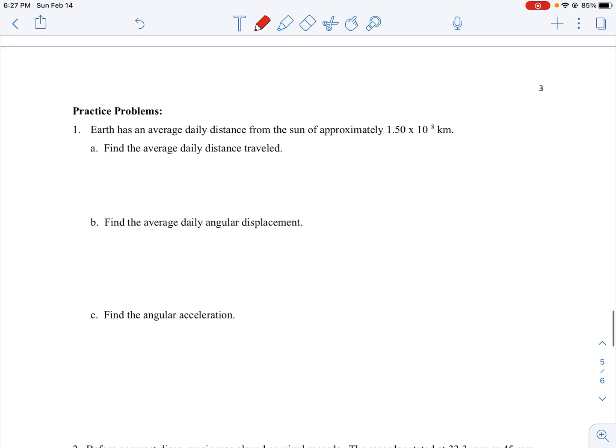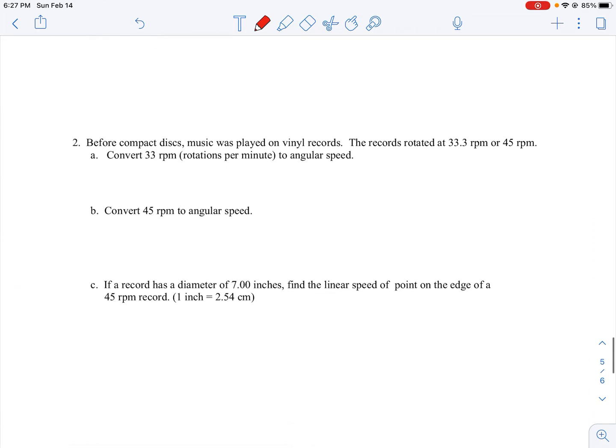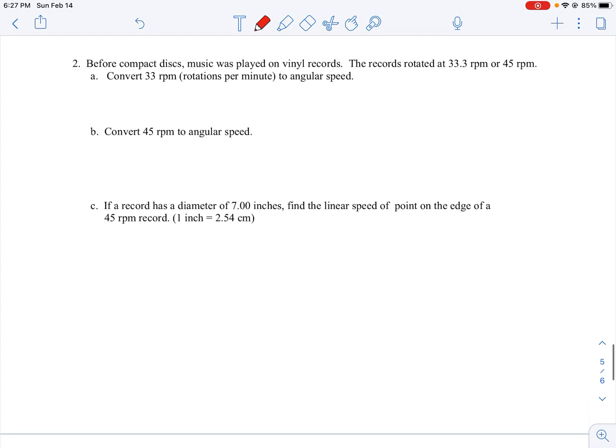Okay, so let's do example 2. Before compact discs, music was played on vinyl records. The records rotated at 33.3 RPM or 45 RPM. Convert 33 RPM, rotations per minute, to angular speed. Okay, so 33 rotations in 1 minute.